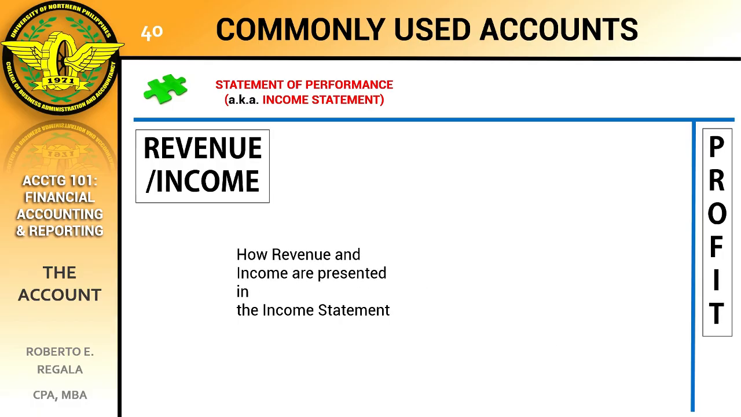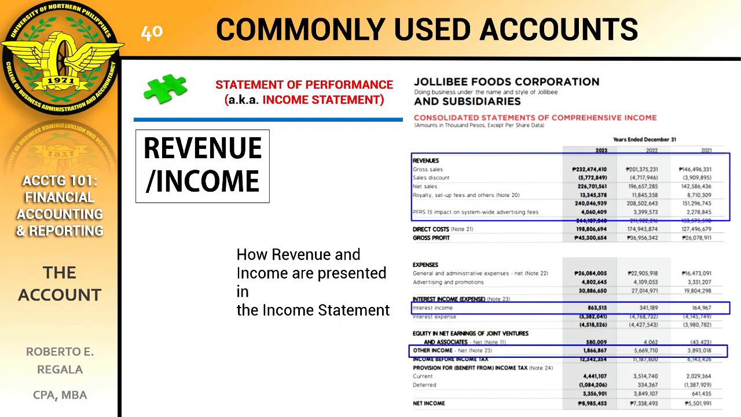You'll find revenue at the very top of the income statement, which is the first financial statement an entity prepares. It's usually shown as operating revenue, but sometimes includes other types of income. Here is Jollibee Food Corporation's income statement showing revenues and other income.